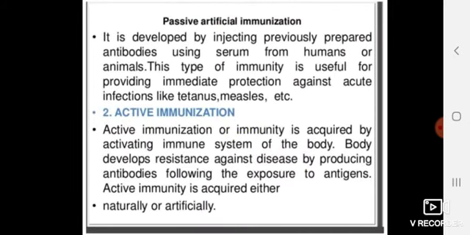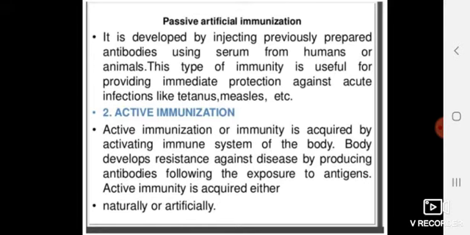Next one is passive artificial immunization. It is developed by injecting previously prepared antibodies using serum from humans or animals. It is injecting previously prepared antibodies. Examples: tetanus, measles, etc. Okay, next one is active immunization.